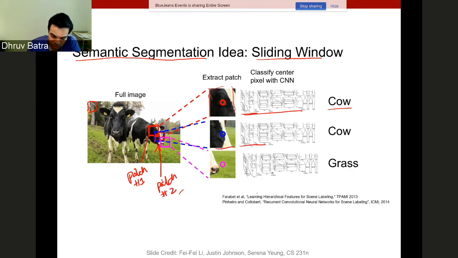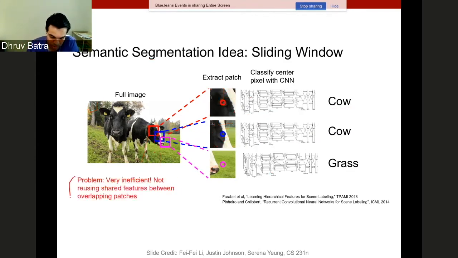There is a filter here that's running over patch number 1. There's a filter here that's running over patch number 2. There are filter placements that are identical between the two patches. And so we are wasting a lot of computation if we do that independently, because we decided to treat every patch as a black box. And so this is extremely inefficient. We're not reusing shared features between overlapping patches. And this is just never done.